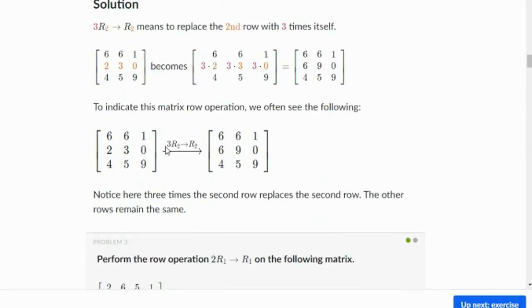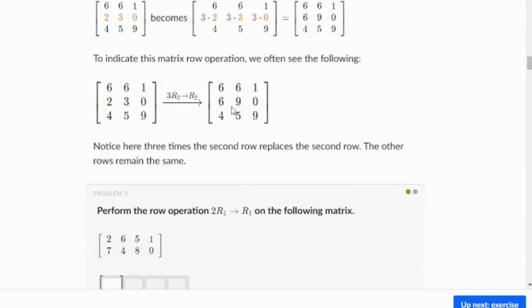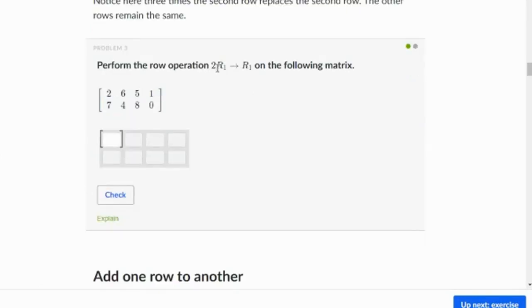So you might see it written this way. 3 times row 2 becomes row 2. The other rows don't change at all. So they want you to do that here. 2 times row 1 to row 1.